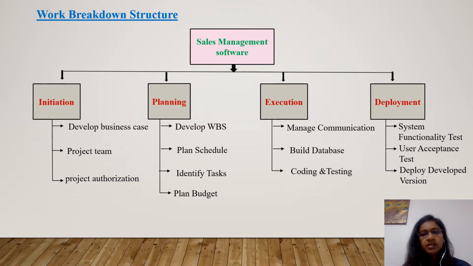The second one is the planning phase, where we develop the WBS, that's work breakdown structure, then plan the schedule, which can be to meet the stakeholders or the operation managers, then identify tasks, that is, designing use cases and identifying the user activities, and then planning the budget. Next comes the execution phase. In the execution phase, the team has to manage the communications with the stakeholders or the users. Then comes building the database for the project, then the programming and testing phase.